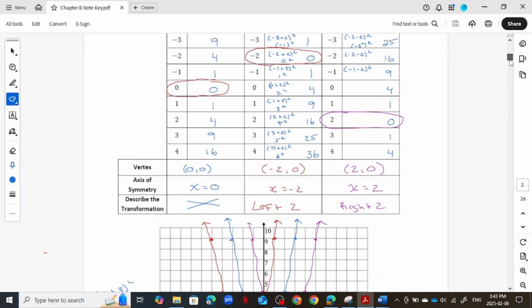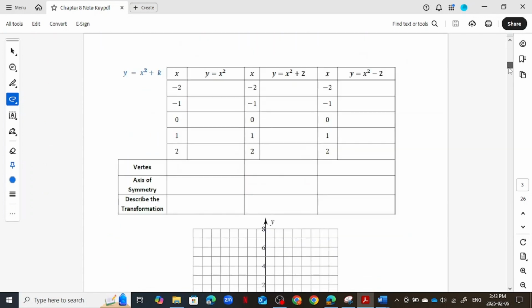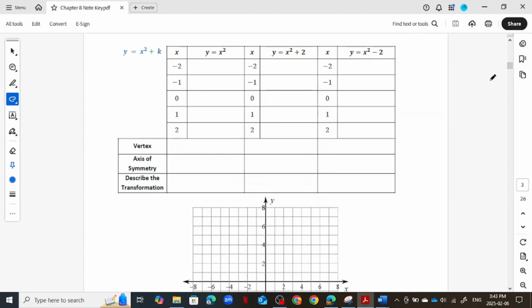Okay, that being said, the next transformation is actually quite a bit easier. You notice the table of values is quite a bit smaller. So again, we're going to start off just with our base parabola, where we're going to put in -2, -1, 0, 1, 2. When we put in 0, we get 0 squared is 0. When we put in -1, we get -1 squared is 1. When we put in 1, we get 1 squared is 1. And when we put in -2, we get -2 squared is 4. And then +2 squared is also 4.